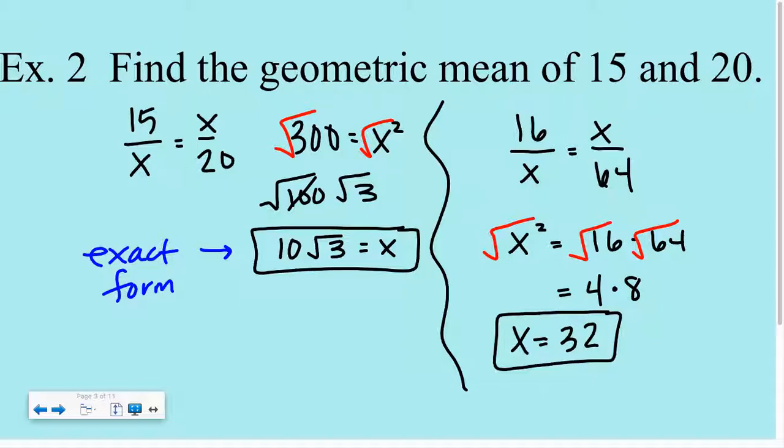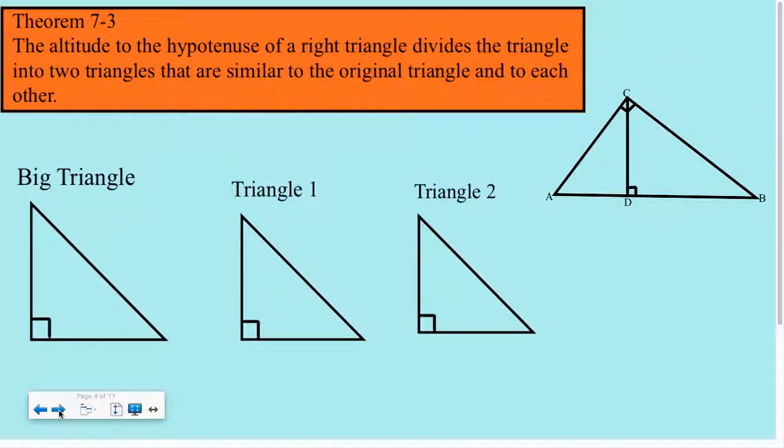Alright, geometric mean. Theorem 7.3 says that the altitude to the hypotenuse of a right triangle divides the triangle into two triangles that are similar to the original one and to each other. So triangle ACB here is the right triangle, the altitude, also known as the height, goes from the right angle to the hypotenuse here. When you throw that altitude in, it makes your one triangle two right triangles that all three of them are similar to each other. So they're all going to be the same shape, they're just different sizes. You got a big, a medium, and a little, which means they all have the same angle measures, but their sides are proportional.